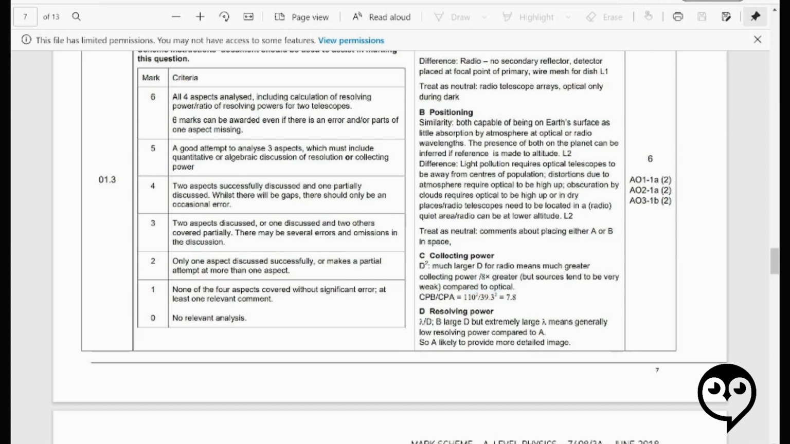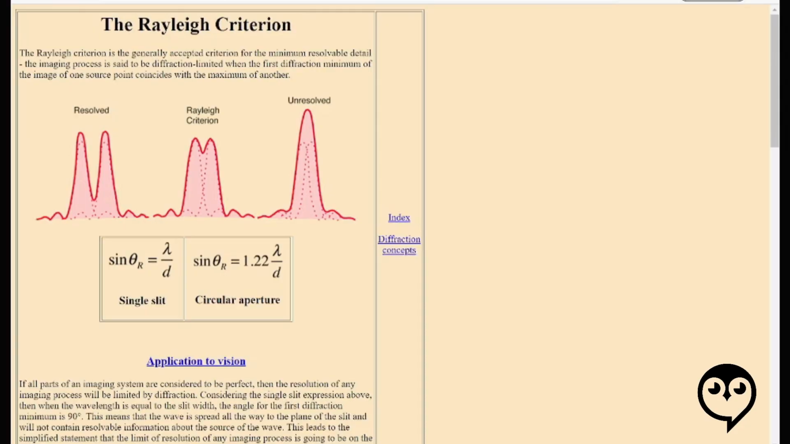And then resolving power, okay? So telescope B has a large diameter, but its extremely large wavelength means generally low resolving power, because you remember your formula here, and this is the Rayleigh criterion. By the way, this is Hyperphysics, lovely website. Check it out. Just do a search for Hyperphysics and it'll pop up. But here's your Rayleigh criterion. Obviously they're talking about single slit, maybe for light and diffraction and stuff, but I think this formula still holds true.